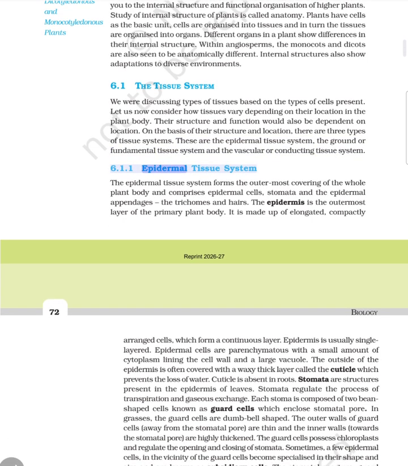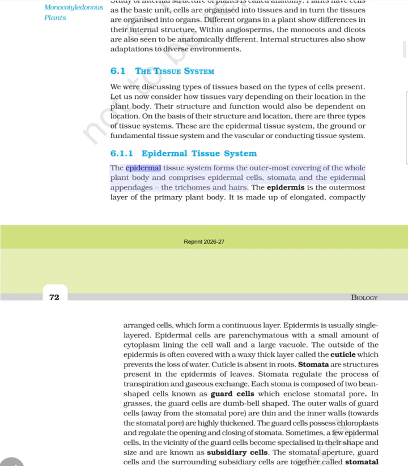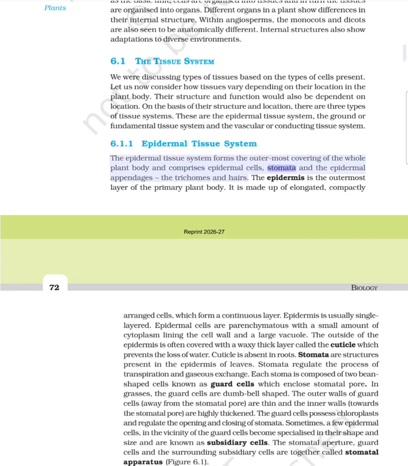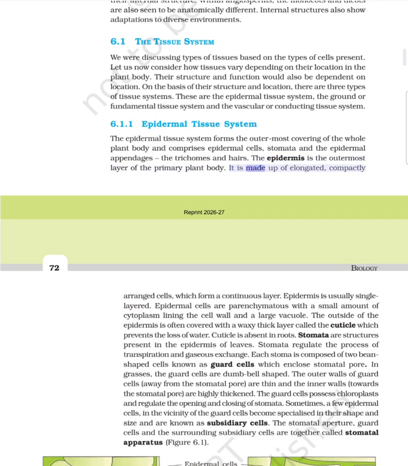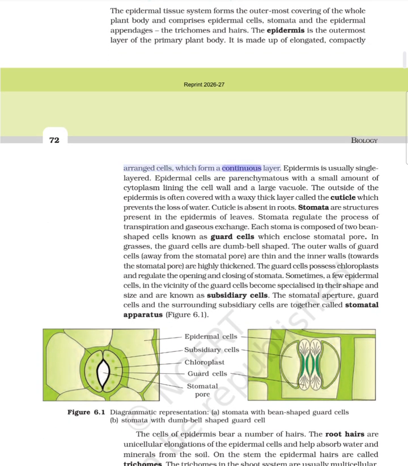6.1.1 Epidermal tissue system. The epidermal tissue system forms the outermost covering of the whole plant body and comprises epidermal cells, stomata, and the epidermal appendages, the trichomes and hairs. The epidermis is the outermost layer of the primary plant body. It is made up of elongated, compactly arranged cells, which form a continuous layer.